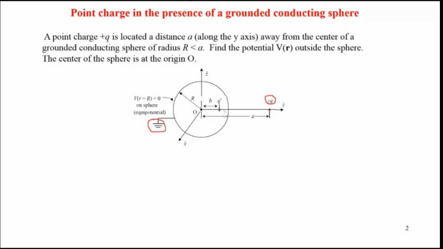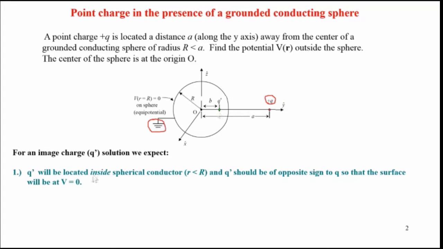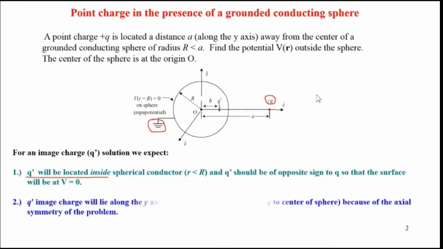We choose this first along the y-axis. We're going to change that, but right now that's how we'll represent it. Q prime is the image charge, and so we want to know where it would be best to locate it. The first thing is it should be inside, because if this turns out to be a negative charge, then we want the surface to be at 0 potential, and so it makes sense to put that on the other side of this boundary in order to get 0 on the surface.